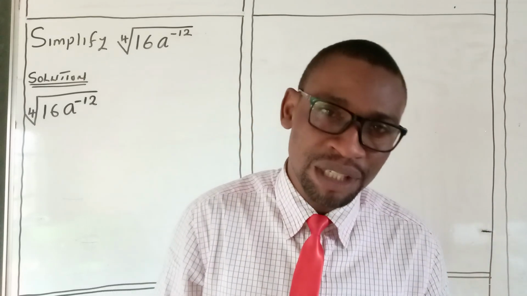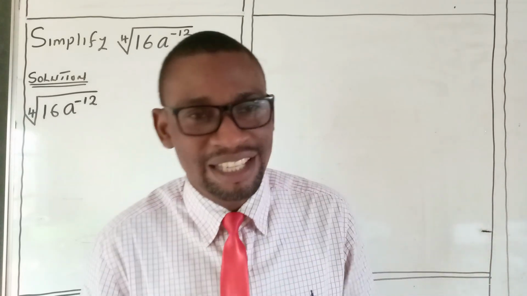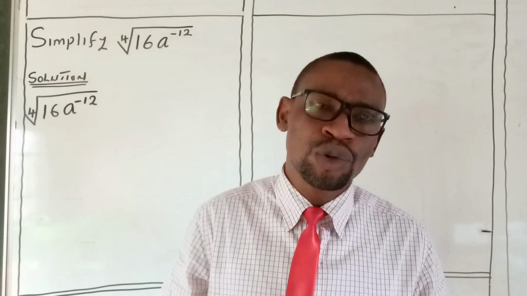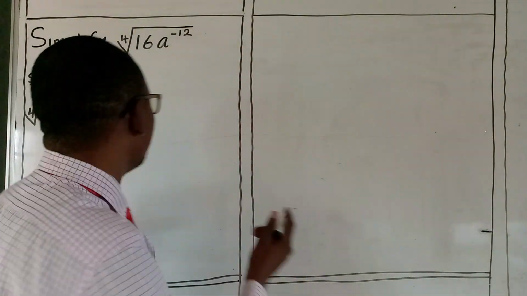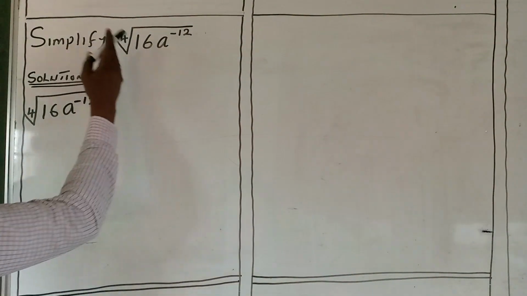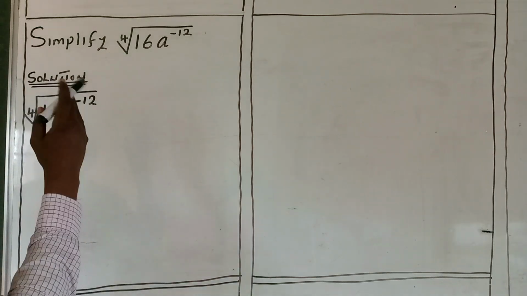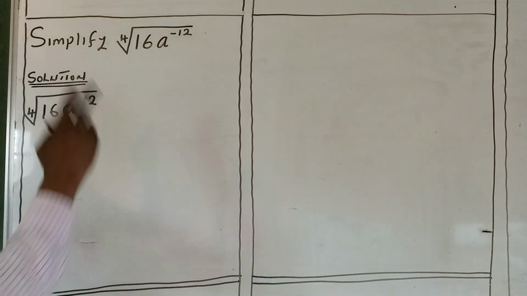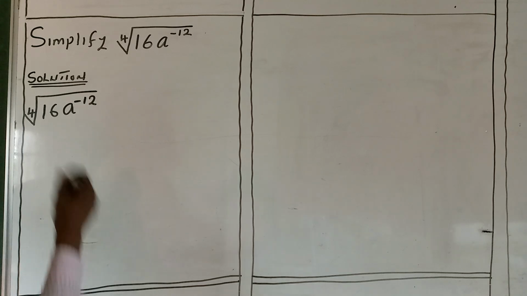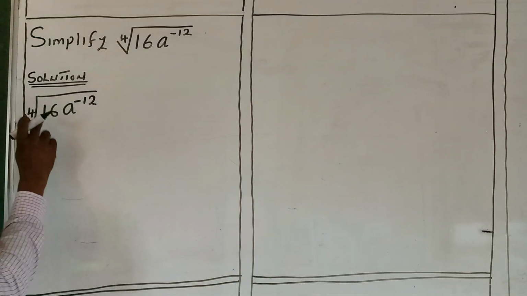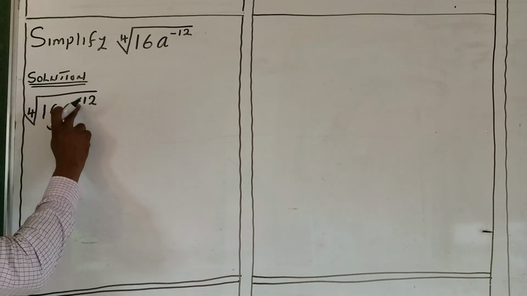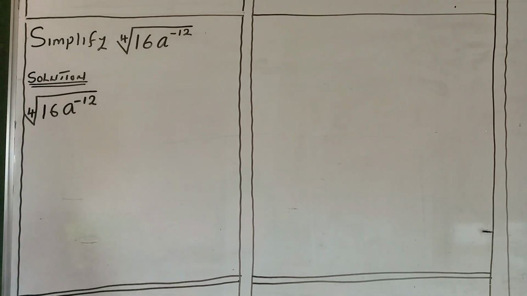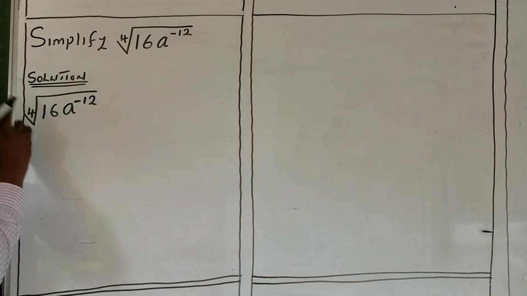We are still on the application of the laws of indices, and today we'll be applying the laws of indices in simplifying the fourth root of 16a raised to power minus 12. Now, to handle this, we are going to clear the fourth root.